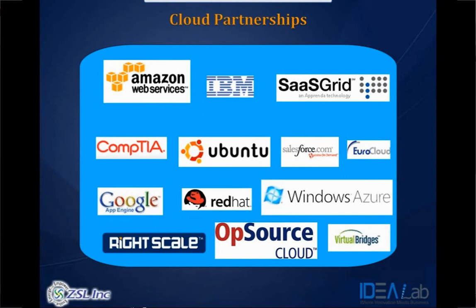So cloud partnerships, we have partnered with all these clouds. This is a little bit old, I believe. There are some more partners which we have partnered with. Major ones being Amazon, Red Hat, Windows Azure, Opsource, and Google, and RightScale, and Rackspace also is there. So all of them, we partner with any of the cloud providers. With IBM Cloud also, we're doing a lot of stuff with them.